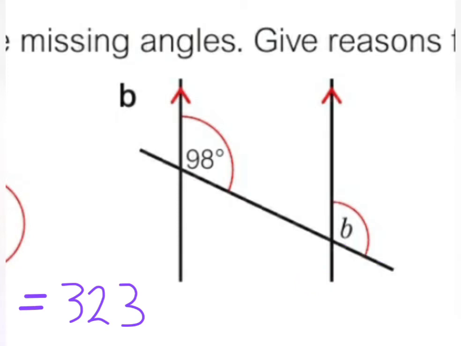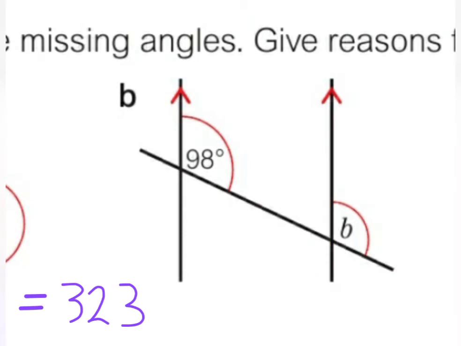For example, this angle here, let me use a different color. The angle 98 here, if I take it and move it to another place, I'll have the same angle B. These are corresponding angles, as you can see. So we can say they are corresponding angles. So when you move them, they are the same.